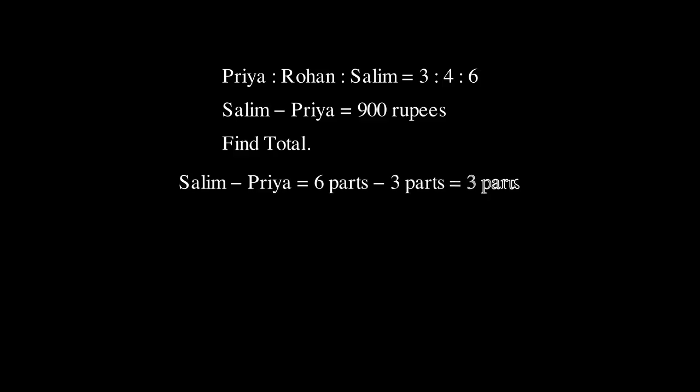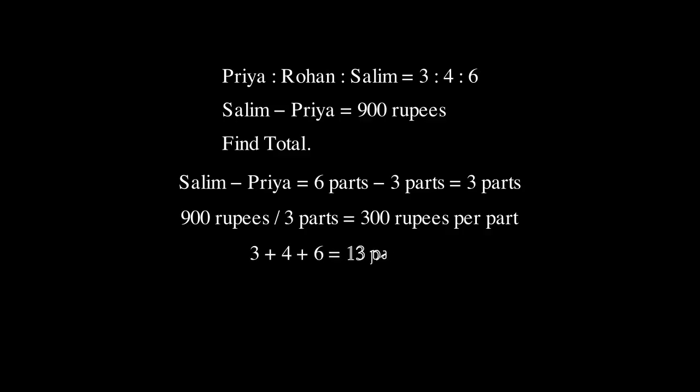Salim has 6 parts and Priya has 3 parts, so the difference between them is 6 minus 3, which is 3 parts. We know this difference of 3 parts is actually 900 rupees in real money, so we divide 900 by 3 to find 1 part's value. Now we add up all the parts in the ratio. 3 plus 4 plus 6 gives 13 parts in total. Multiplying 13 parts by 300 rupees per part gives the total sum of money, 3,900 rupees.